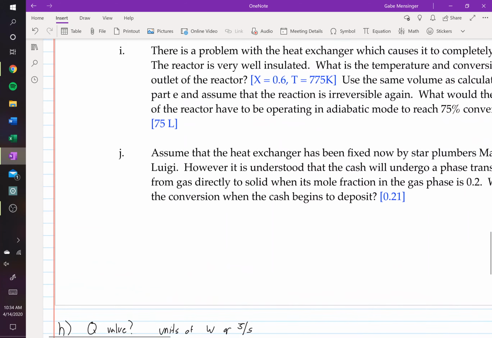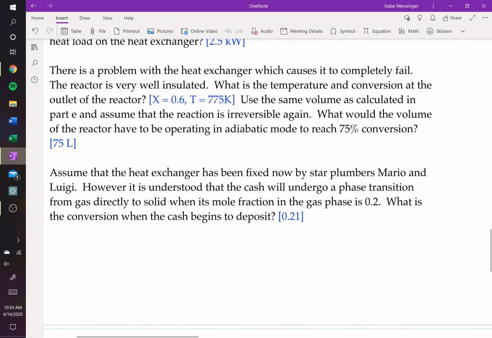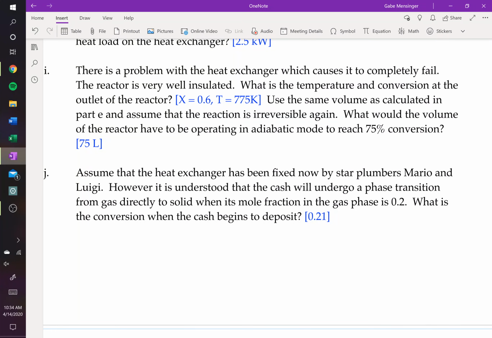Part I. There's a problem with the heat exchanger which causes it to completely fail. The reaction is very well insulated. What is the temperature and conversion at the outlet of the reactor? Use the same value calculated in part E. Assume that the reaction is irreversible again. What would the volume have to be operating in adiabatic mode to reach 75% conversion?